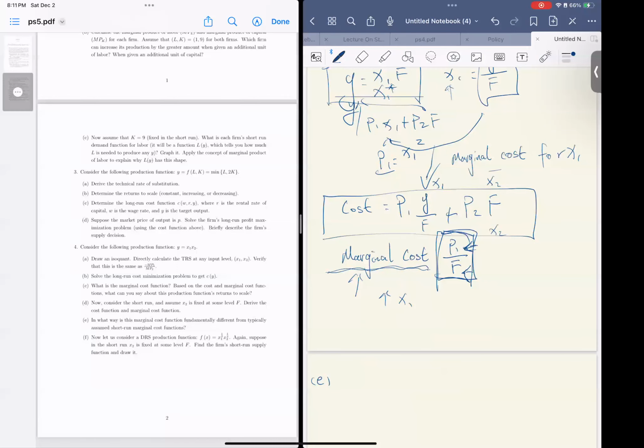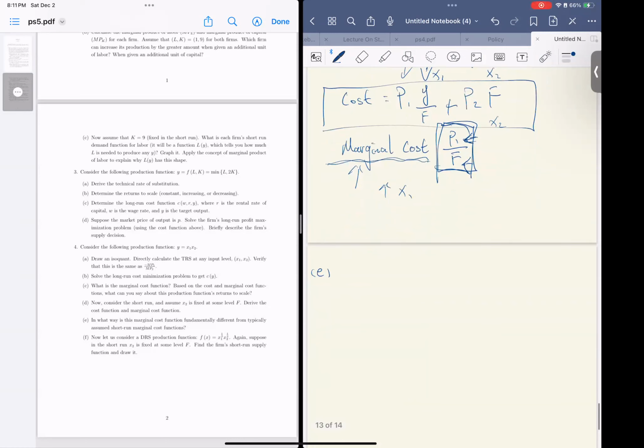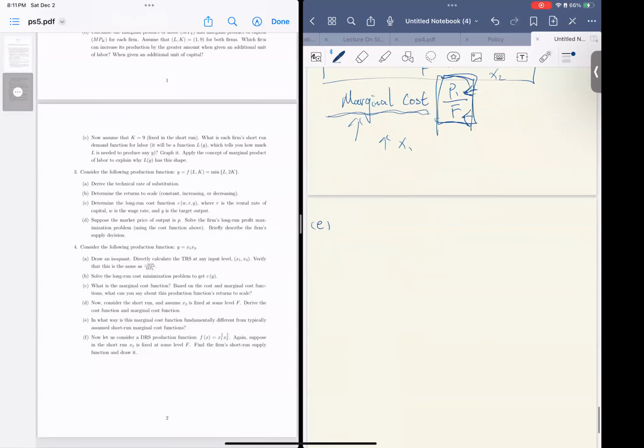But that's not our problem. In our cost function, that's not the case. So we don't have this decrease in productivity and we don't have this increase in the additional unit cost of labor. Therefore, we don't have diminishing marginal return on labor. Okay. Sorry, this is a hard question. We good on E? Yeah. Thank you. Good. Okay.